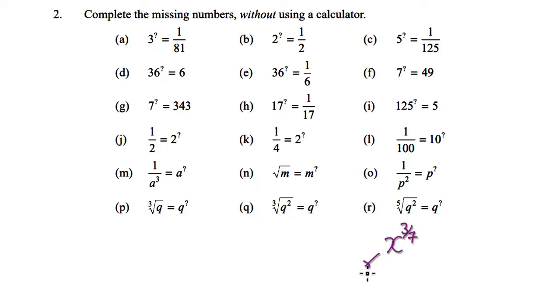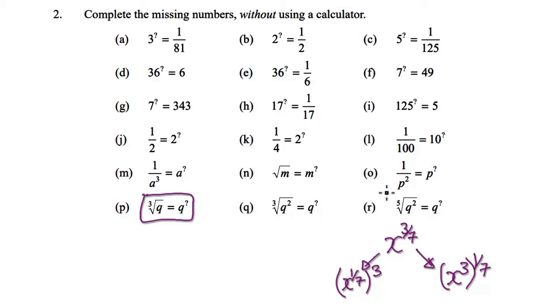You could break this up as x to the power of 1 over 7 and then to the power of 3, or you can break it up as x to the power of 3 to the power of 1 over 7, because this times this would then give you this, or this times this would then give you this. Well, if you look at this one here, this one's a lot simpler than this one here, because your job here is to find q to the power of what equals this thing here.